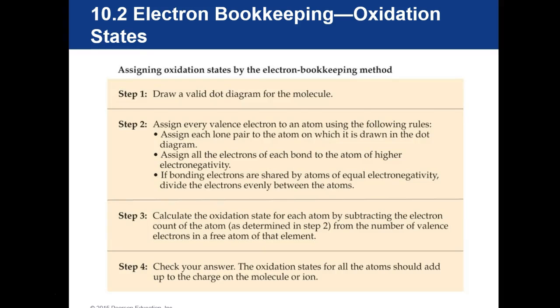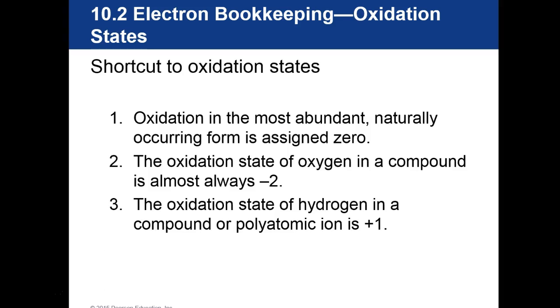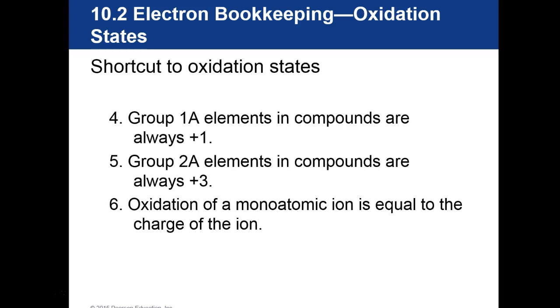So here are some steps to assigning oxidation states by that electron bookkeeping method. It's a great resource slide for you. But here are some shortcuts. Everybody loves shortcuts, right? The oxidation state of an element in its most abundant, naturally occurring form is assigned 0. The oxidation state of oxygen in a compound is almost always -2. The oxidation state of hydrogen is almost always +1. Group 1A elements are always +1, 2A are always +2, and the oxidation state of a monoatomic ion is equal to the charge of the ion.